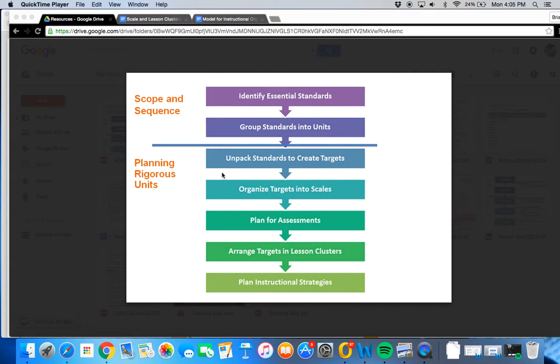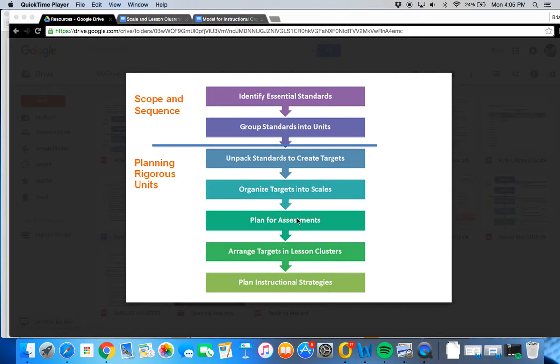Hi, I wanted to spend a little bit of time reviewing where we've been in rigorous unit design and where we're heading in April. If you remember, back August through December, we spent a lot of time unpacking standards to create targets and organizing those targets into scales.